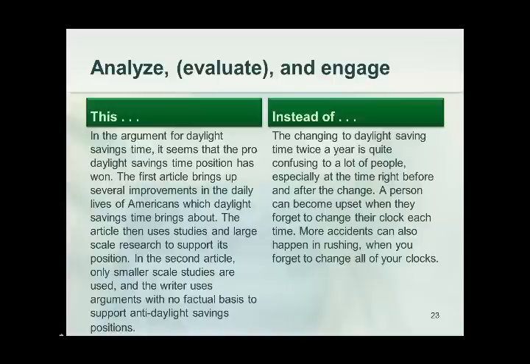Instead, if you look at the right-hand passage, it talks about the changing to daylight savings time twice a year is quite confusing. We saw that earlier. It's a very generic stance. Person can become upset when they forget to change their clock. More accidents can happen in rushing when you forget to change all of your clocks. Again, what this student is doing is merely summarizing information in a very personal way rather than engaging with the text itself. This is the difference between, on the left-hand side of your screen, a 2 as opposed to a scorable 0.